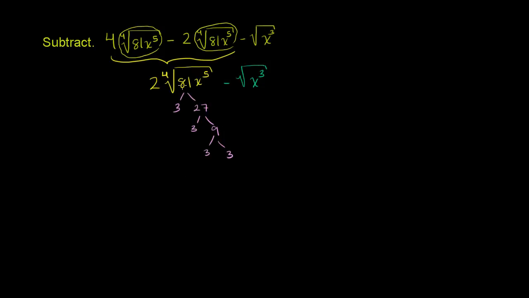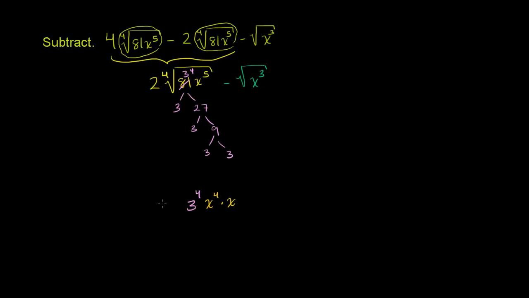So 81 actually is 3 to the 4th power, which is convenient because we're going to be taking the 4th root of that. And then x to the 5th we can write as a product. Let me write it over here so it doesn't get messy. So I'm going to write what's under the radical as 3 to the 4th power times x to the 4th power times x. X to the 4th times x is x to the 5th power. And I'm taking the 4th root of all of this.